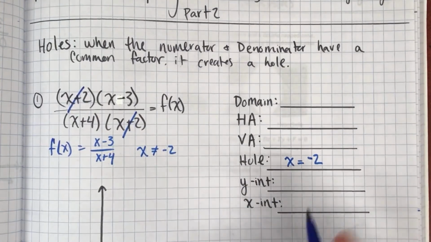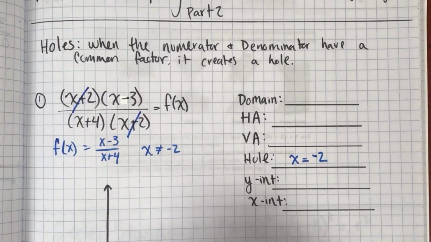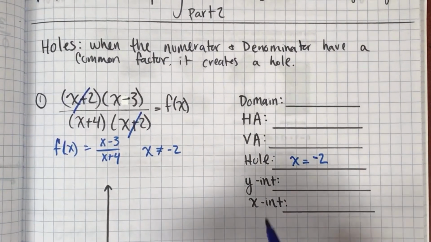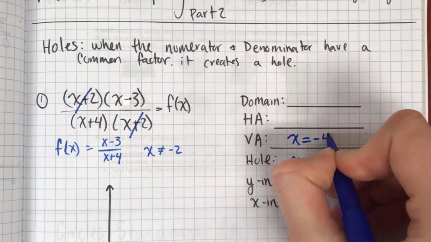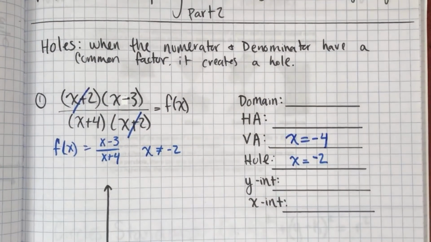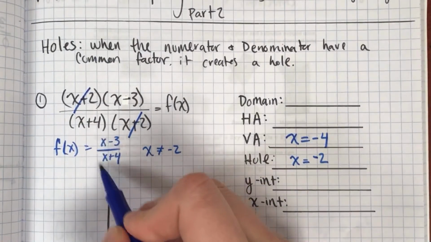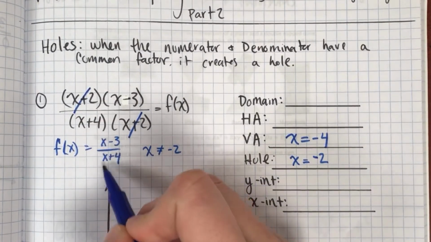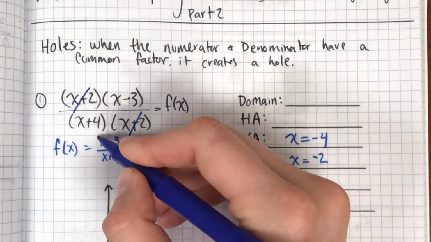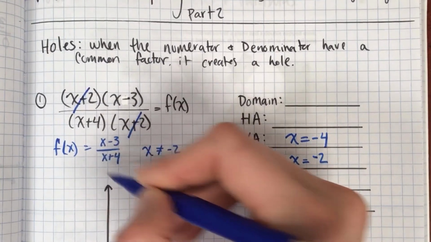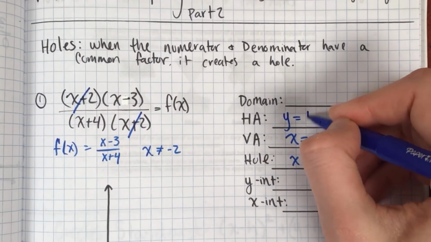All right, so now we can find our vertical asymptote. From there, we simply put our denominator equal to 0 and solve. So that would be x equals negative 4. For our horizontal asymptote, we're going to look at the coefficients of the degree, and our degree is 1, so they're even, and we've got a 1 and a 1 as our leading coefficients. So our horizontal asymptote is y equals 1.